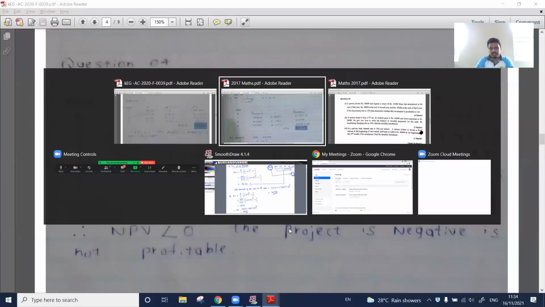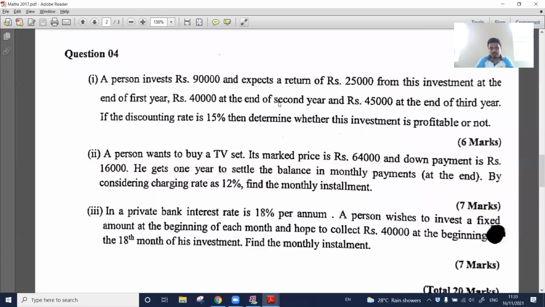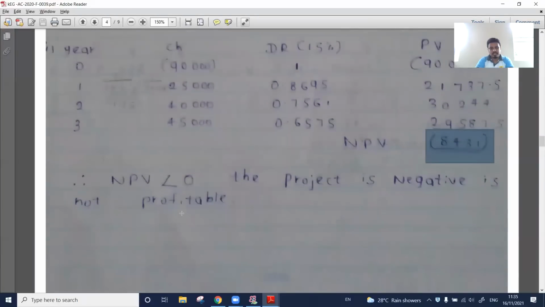Final decision. Here they have not asked us to calculate the NPV, but we know we need to calculate the NPV to decide whether it is profitable or not. So we need to clearly mention our decision, right? Whether this investment is profitable or not. Just like this, since NPV is less than 0, the project is, right. Yes, we usually don't say that project is negative, the project is not profitable.